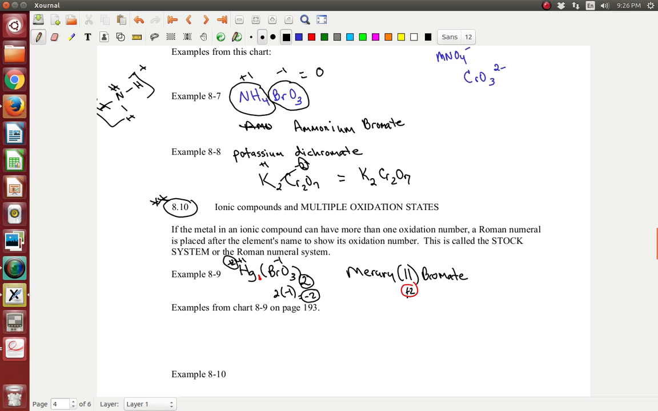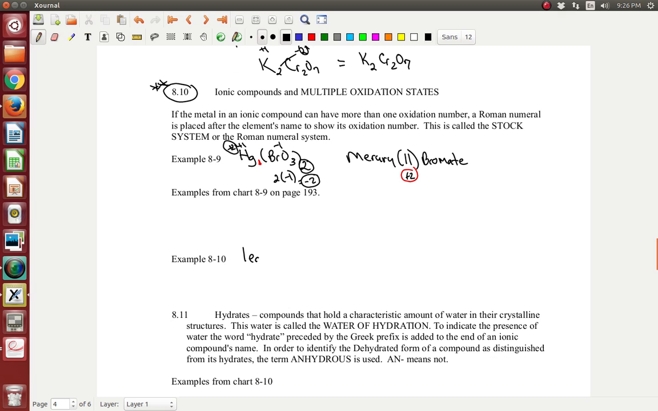All right. Let's do example 8-10. What is the formula for this? Lead. Lead is also notorious for doing this. Lead(II) phosphate. Okay, lead, Pb. You got to learn these weirdos, guys. This does what? What is that telling me? The charge. So it's the plus 2 charge.